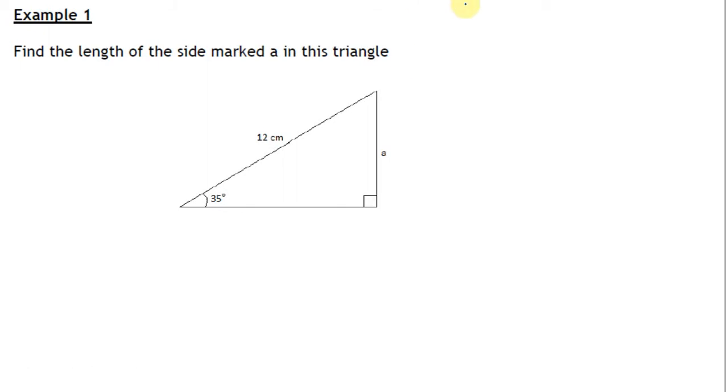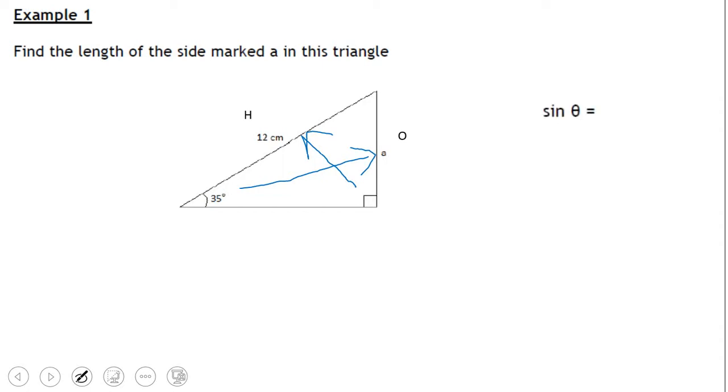Now we need to find the length of the side marked A in this triangle. First of all it would be best to identify the sides. Opposite the right angle is our hypotenuse. Opposite our angle is the opposite side. So we can mark the A with O and the 12 with H. So we're using O and H. The ratio that has that is sine theta equals O over H.